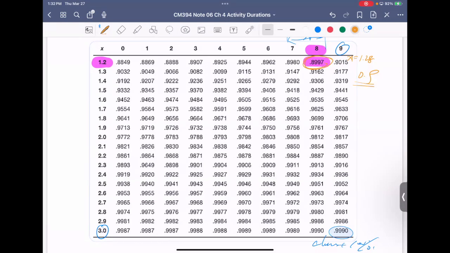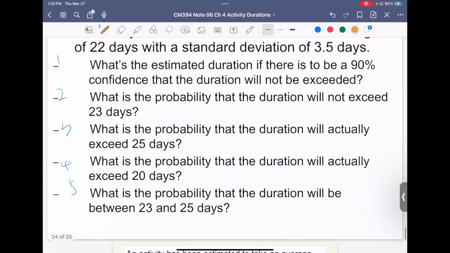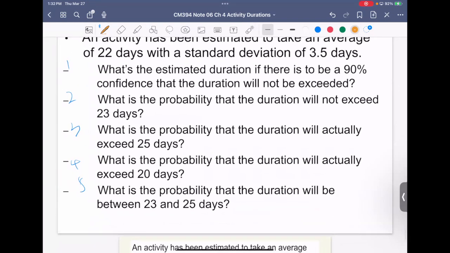Okay, so where did the 1.28 come from? This is the 1.2 and this is the 8. So that's how it works. If it was 80, then it would be 1.27, the one before it. So if the probability is 89 percent, then you are going to pick 1.23 here. Okay, you got it. All right, so I guess that is an easy one. Let's try.